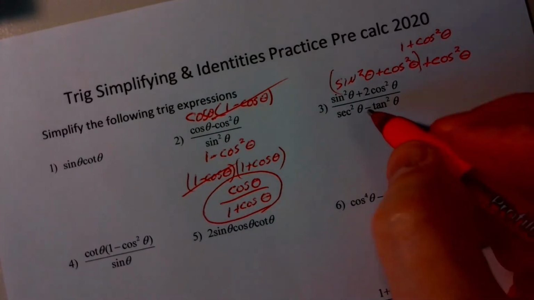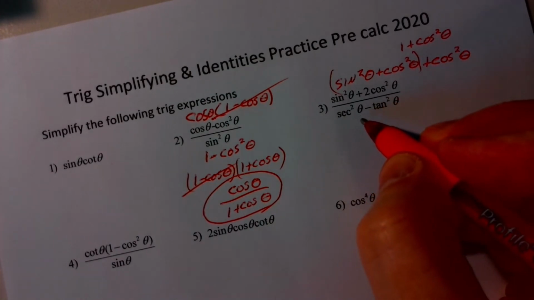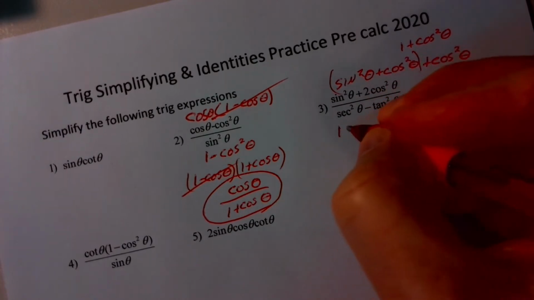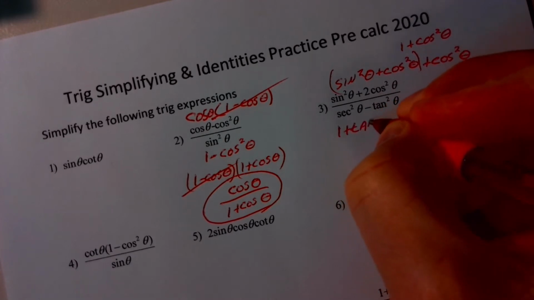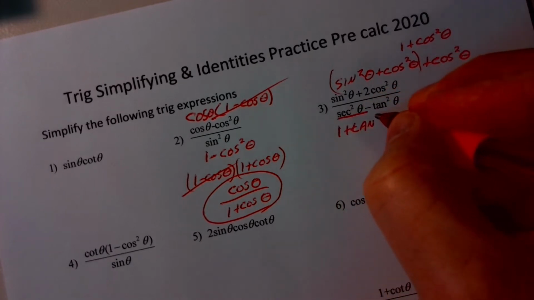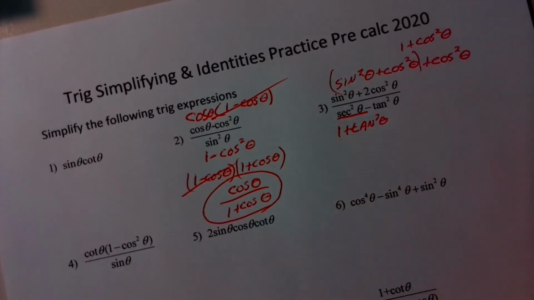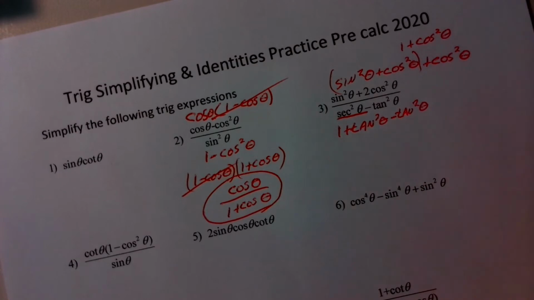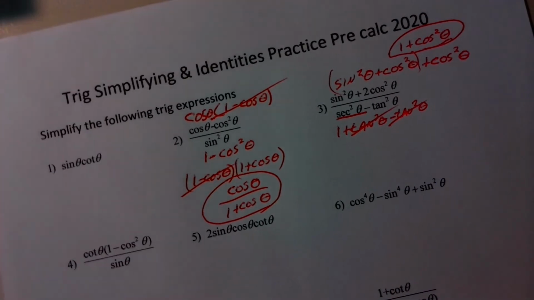On the bottom, secant squared theta happens to be the same thing as tangent squared theta plus 1, or 1 plus tangent squared theta. I don't care which way you want to write it. So I can take that and switch it with that Pythagorean identity. And I have minus tangent squared theta. Now that kills that because those are opposites, and that's over 1. So it looks like I have 1 plus cosine squared theta over 1, or that's as small as it goes.